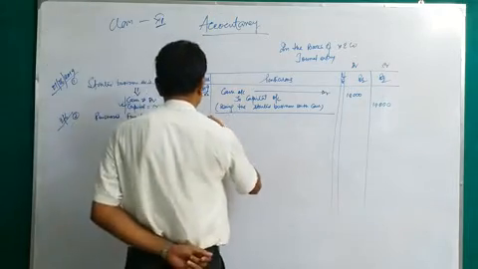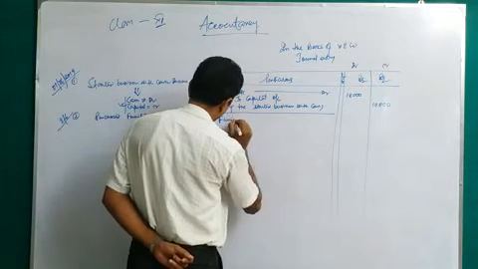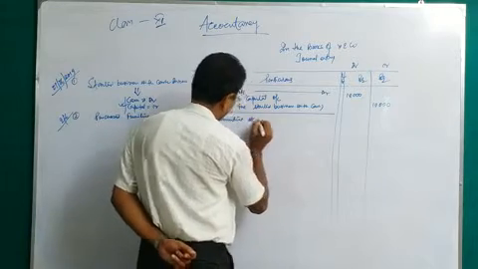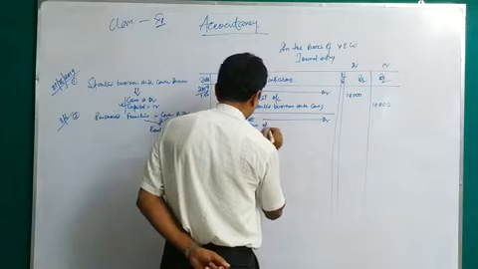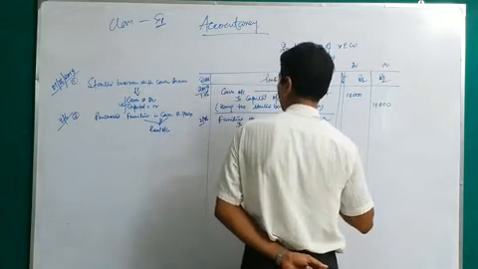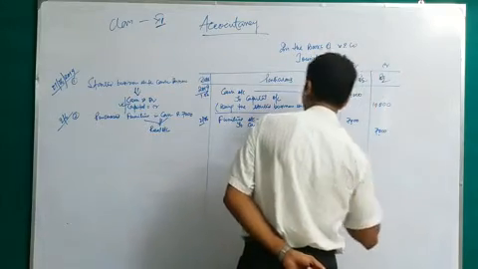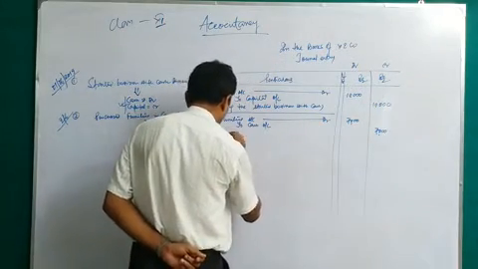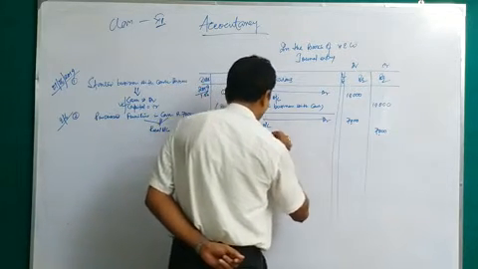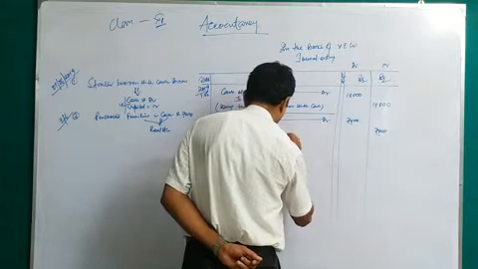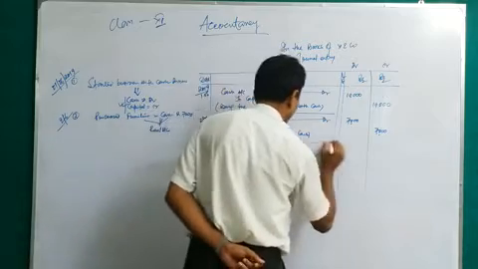Now the journal: furniture account debit to cash account, 7,000. Being purchased furniture in cash. Clear?